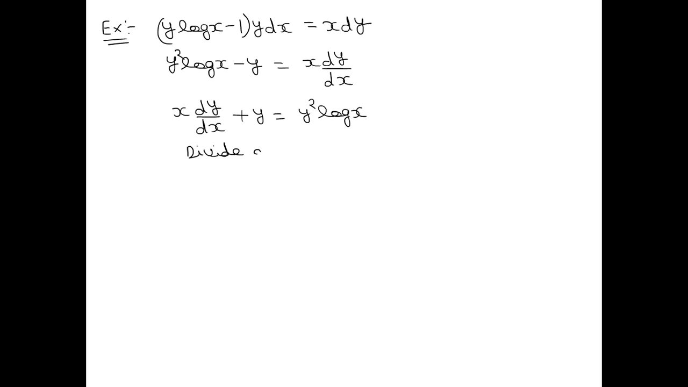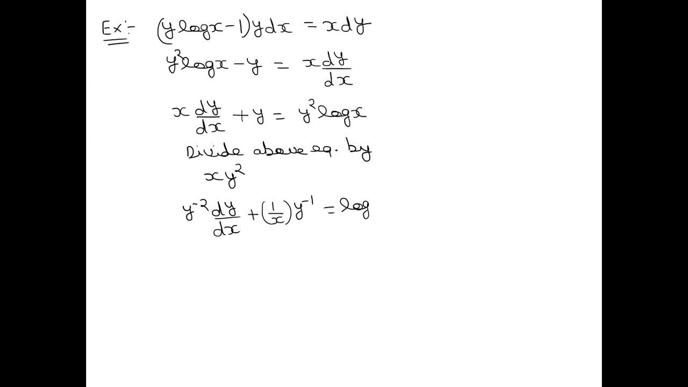So divide the above equation by x y square as well. What does this equation look like after dividing it? It becomes y raised to the power minus 2 dy by dx plus 1 upon x into y raised to the power minus 1 equals log x. The equation becomes like this.